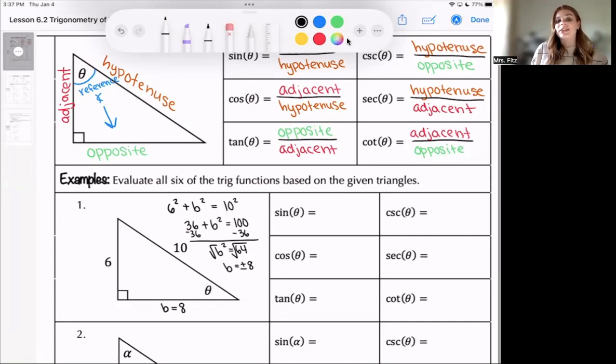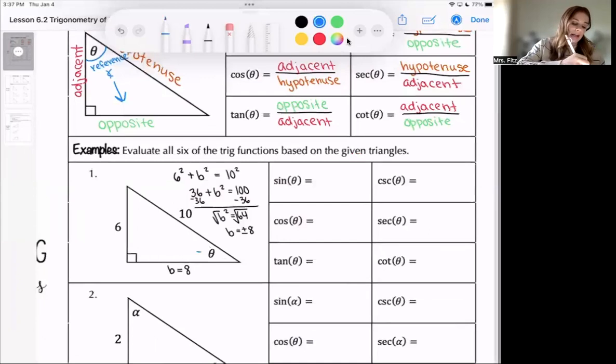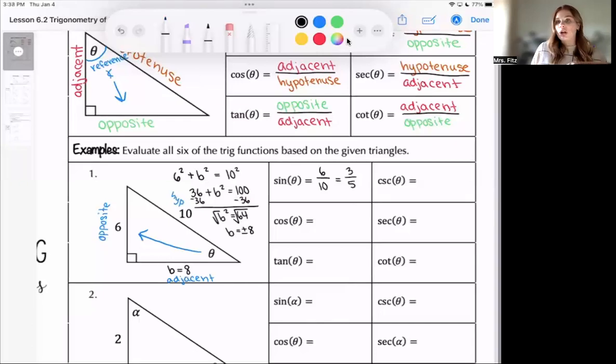Okay, sine is opposite over hypotenuse. Remember, opposite is the leg that is not touching the reference angle. So this one is the opposite, which would make this one the adjacent, and 10 is your hypotenuse. So sine is opposite, which is 6, over your hypotenuse, which is 10. We're going to go ahead and reduce that as well. 6 divided by 2 is 3, 10 divided by 2 is 5. Remember, cosecant is just the reciprocal, so I can take this and just flip it. So we end up with 5/3.